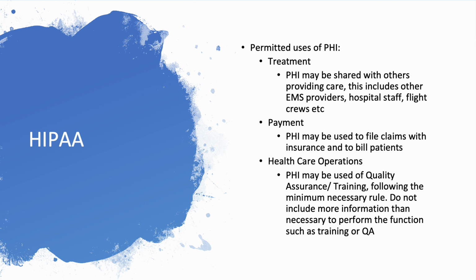This means we can go through and try to train off the information. However, at that point, we're going to use the minimal necessary rule, which means we're going to keep it to as little as we need to perform QA. Most of the time, that means we don't have to have the name. But we would know that it's an 18-year-old female, a 20-year-old male, whatever it may be.